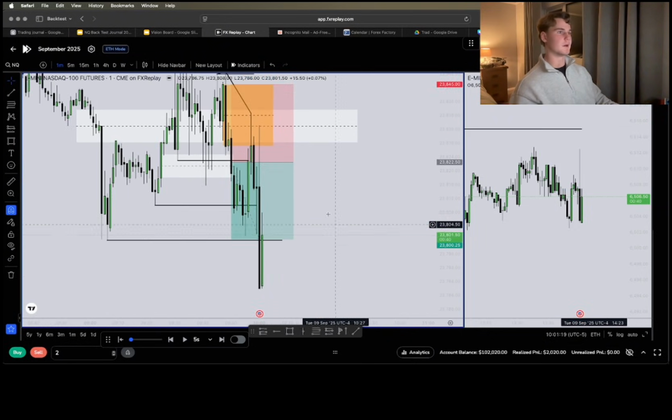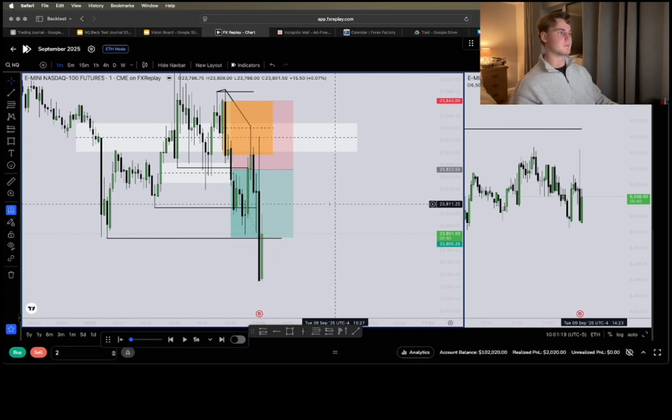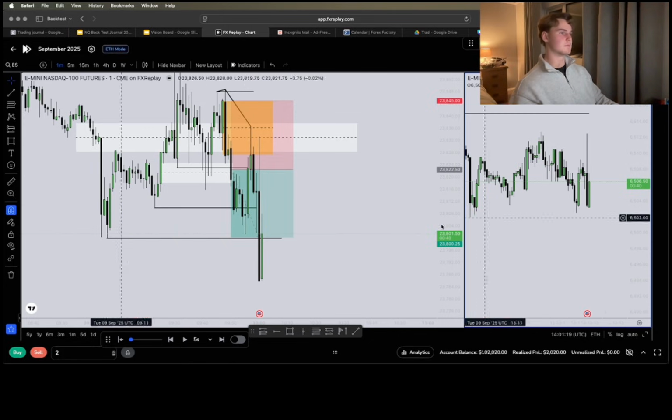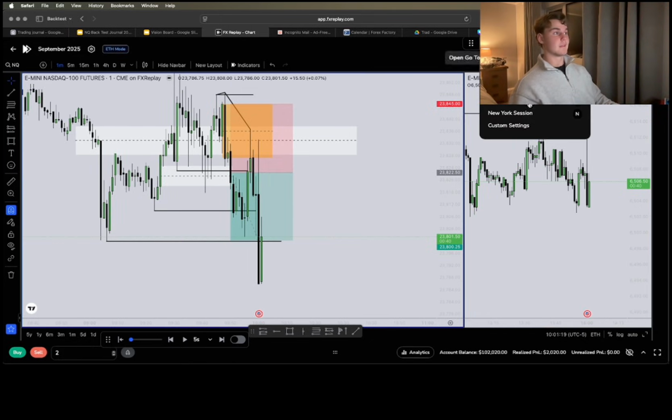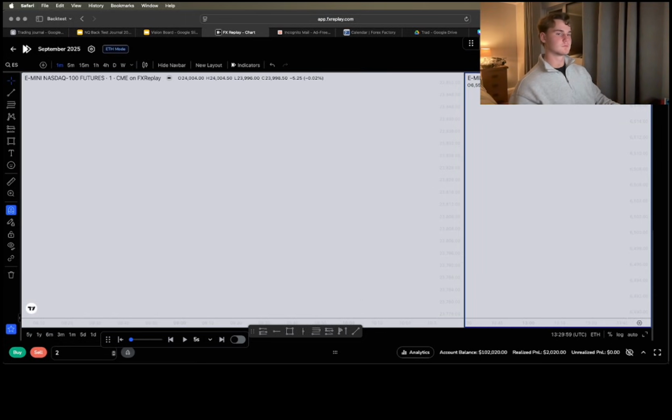Shouldn't have trailed so early, but that's fine. I just wanted to mitigate the loss from an SMT being held. We're still holding the SMT actually, but yeah, is what it is. Not a winning system without losses.